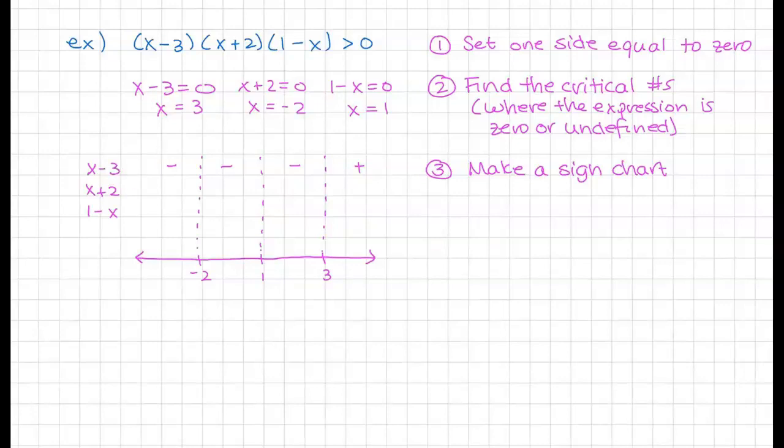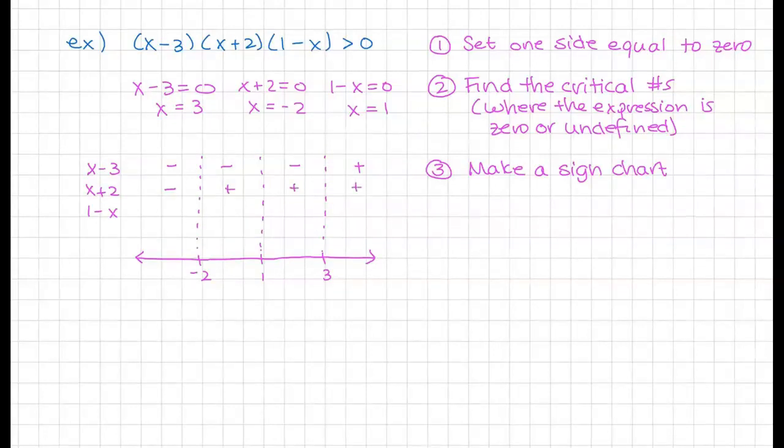X plus 2. I'm going to try to get you guys the hang of the faster way. So x plus 2, that's going to be a line again. Y equals x plus 2. It's a line with a positive slope. It's going to cross the x-axis at negative 2. So it's going to be negative, cross at negative 2, and become positive.